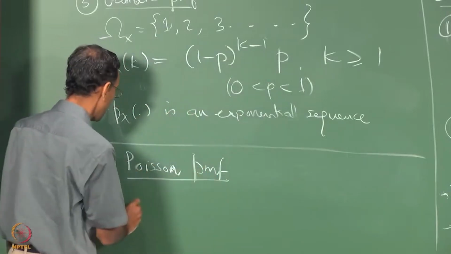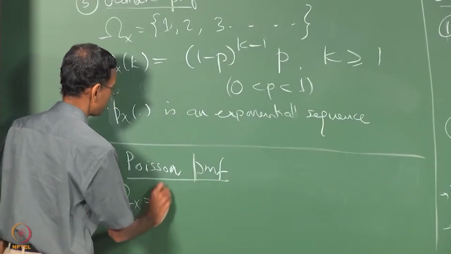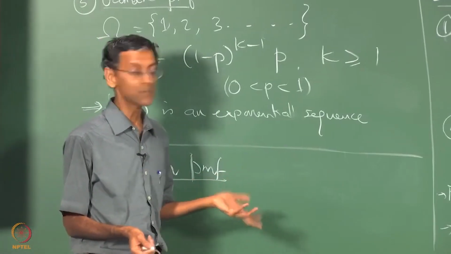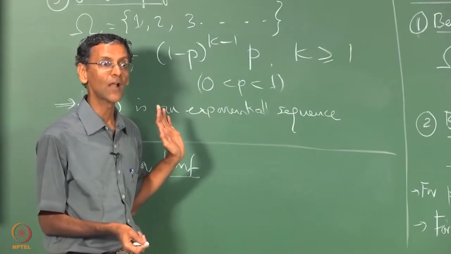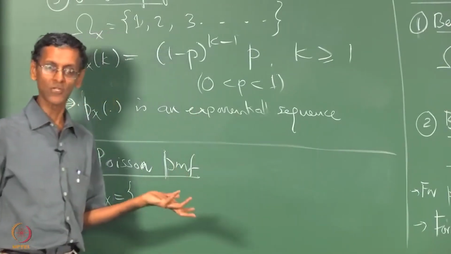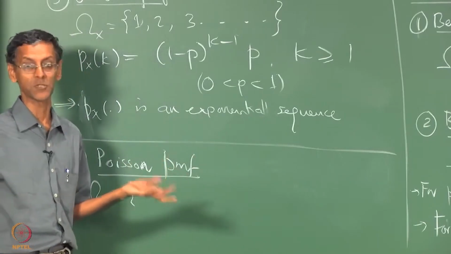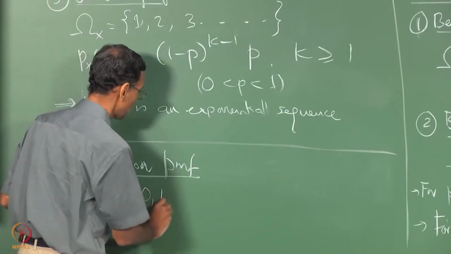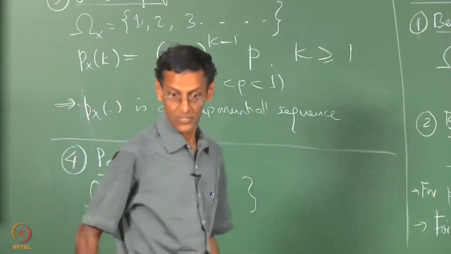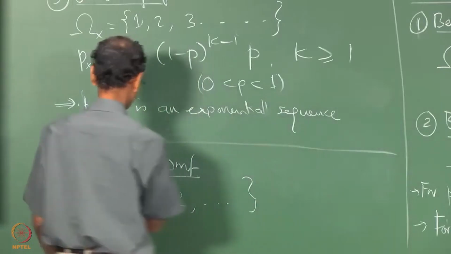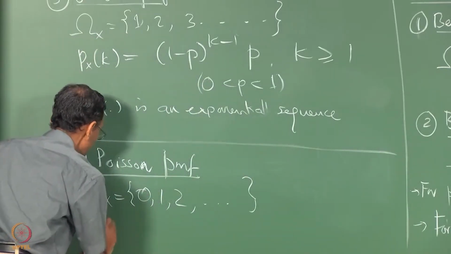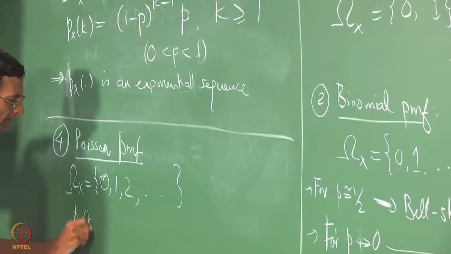So what do we have? What is omega x in this case? Again, the bunch of integers, but now we start from 0, because 0 is also possible, only negative things are not possible. We let the numbers go without bound. There is no upper bound on this. And then what is Px of k?